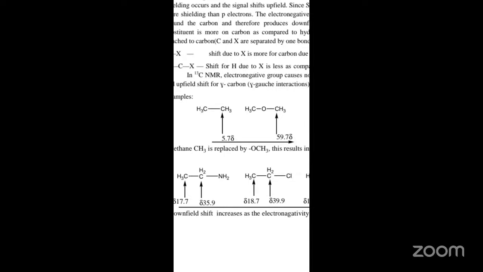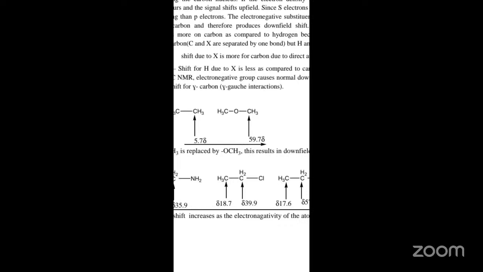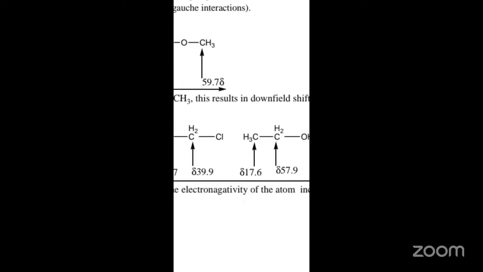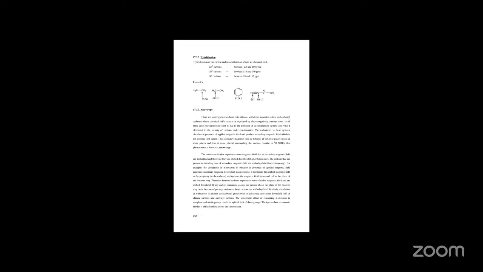Okay, and here also we see in ethyl chloride, the CH3 group is far away and not directly attached to the chlorine here. So its value is 18.7, and CH2 its value is 39.9, because that CH2 carbon is directly attached to the chlorine here. So the electronegativity is going to increase the delta values.